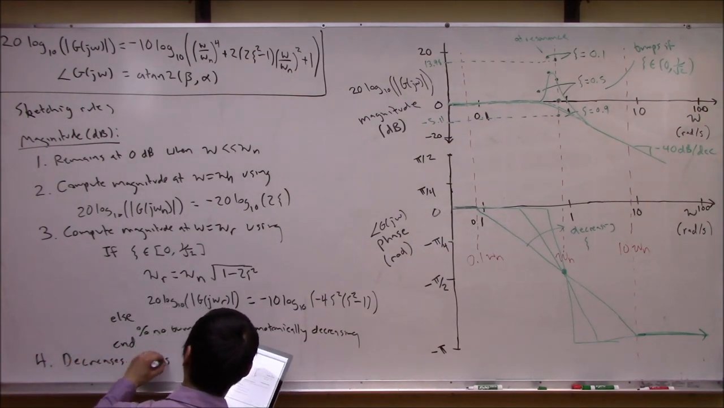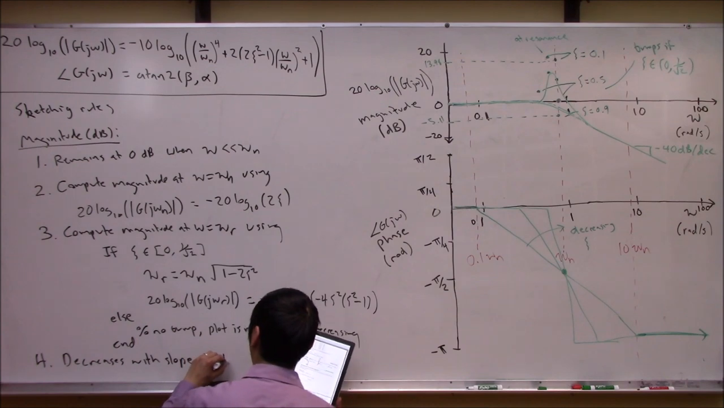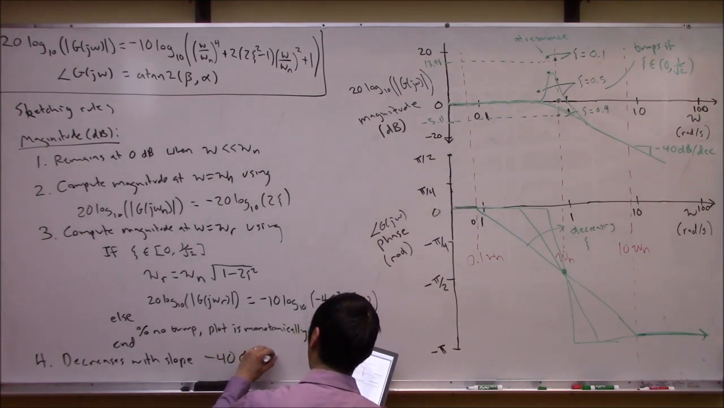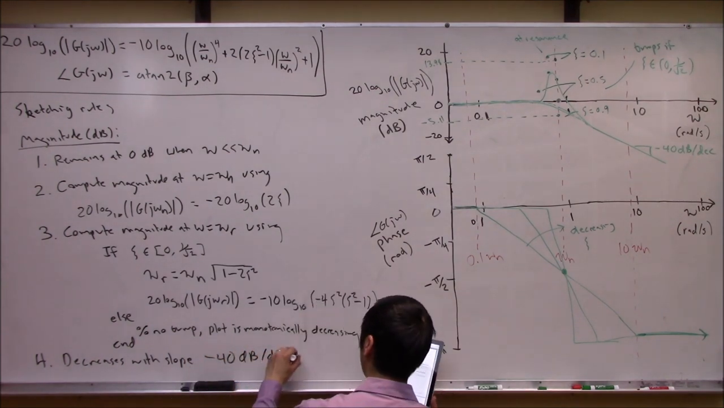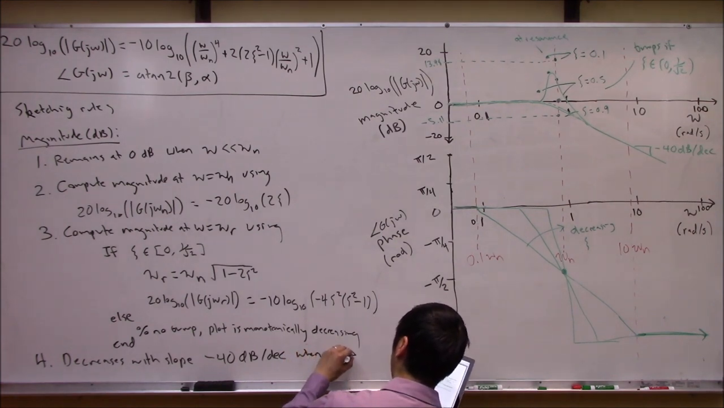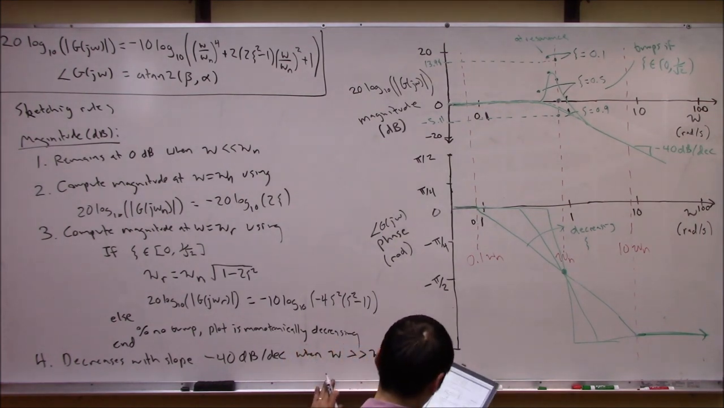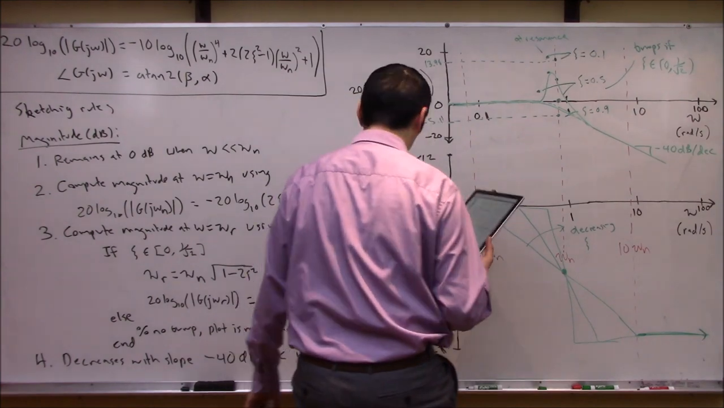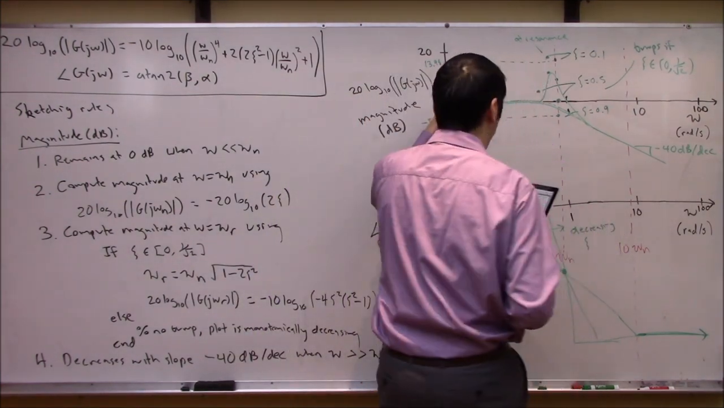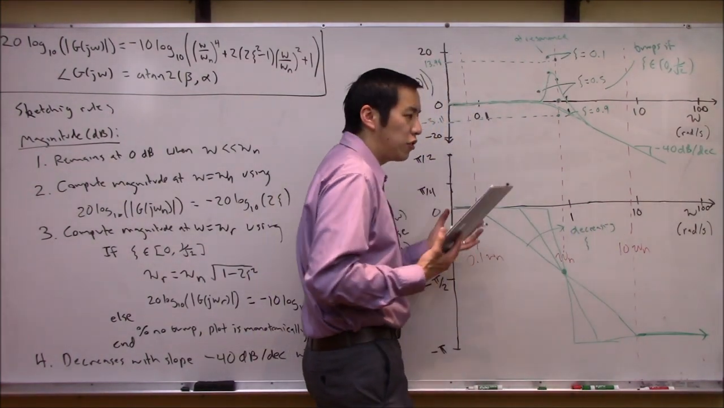And then lastly, step four: at high frequencies, when omega is much, much bigger than omega n, this decreases with a slope of minus 40 decibels per decade. Great, so those are the rules for sketching the magnitude plot.